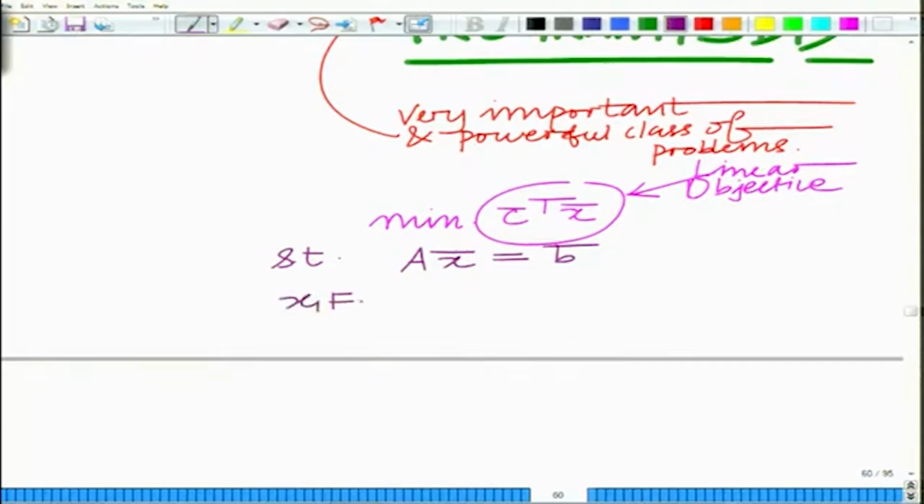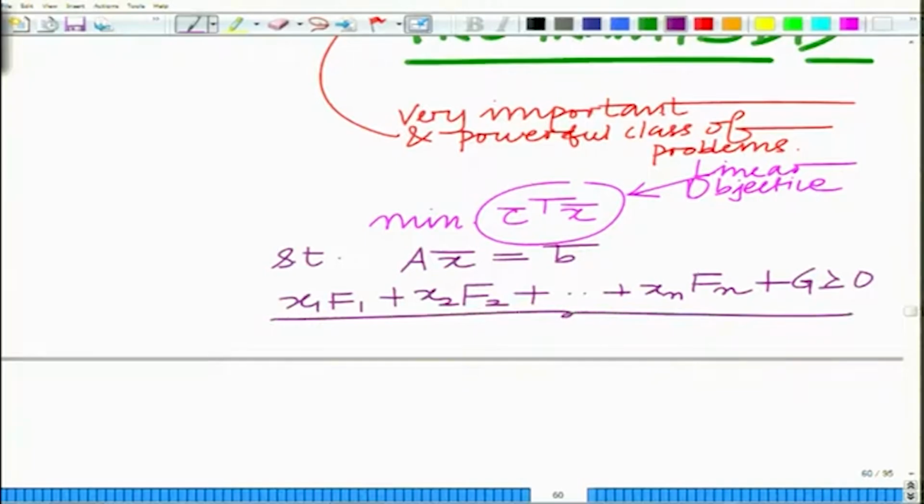You have x1 F1 plus x2 F2, that is a linear combination, a weighted combination of matrices, up to xn Fn, or rather an affine combination of matrices, plus G. These are matrices, and this is less than or equal to 0. Or you can also say this is greater than or equal to 0. So, you have x1 F1 plus x2 F2 up to xn Fn and so on. So, what is this? This is a weighted combination, a linear or affine combination.